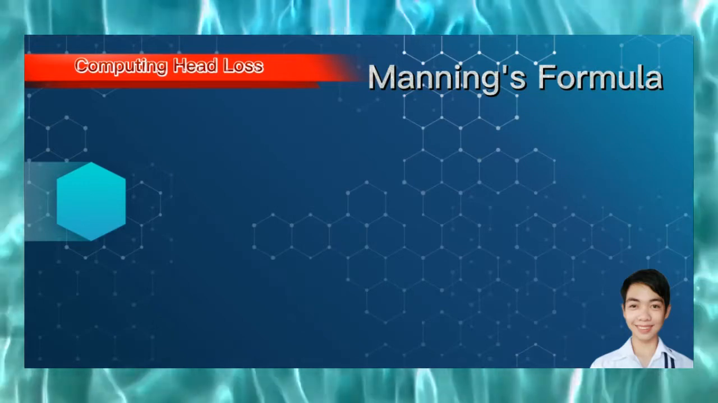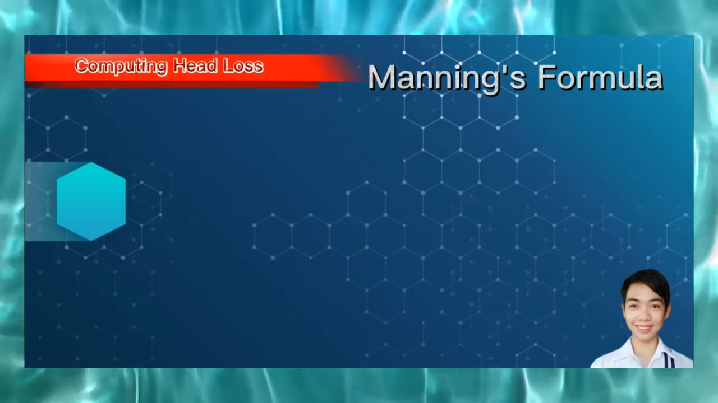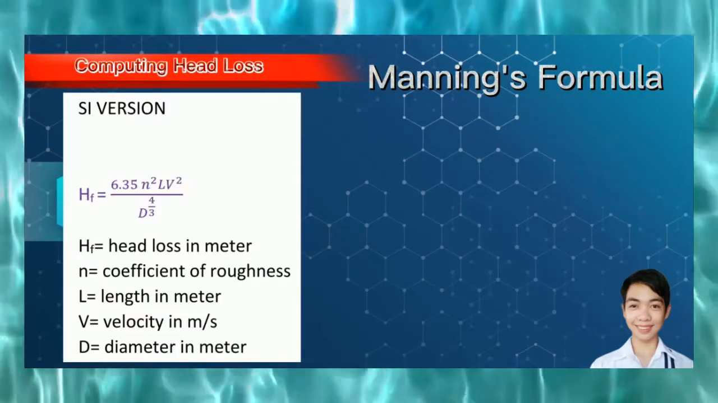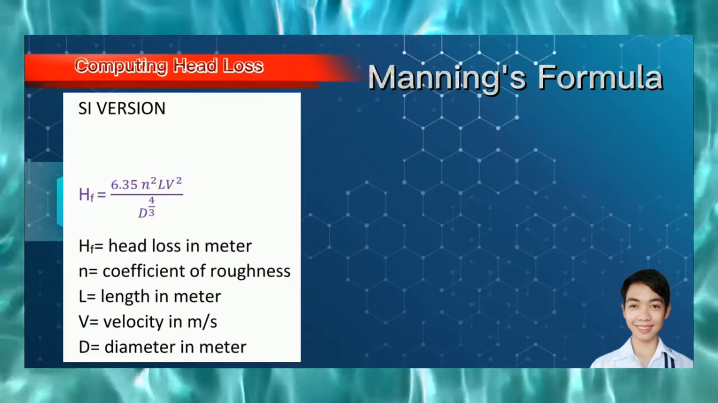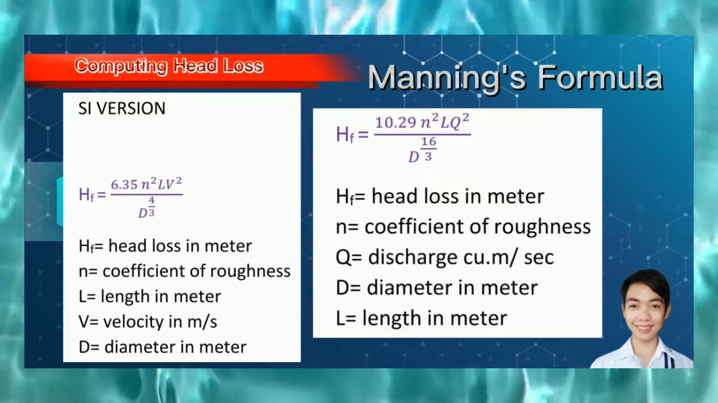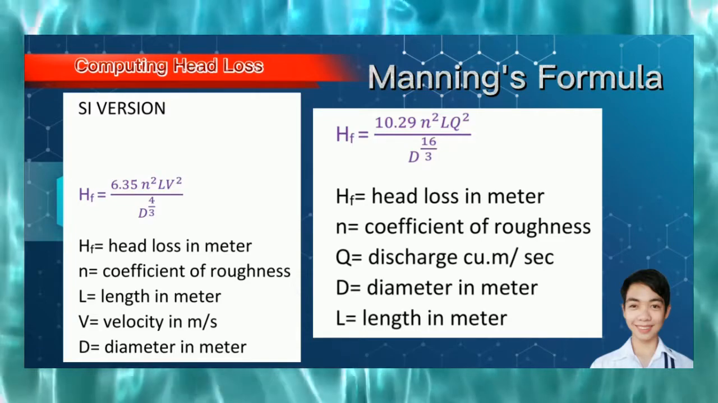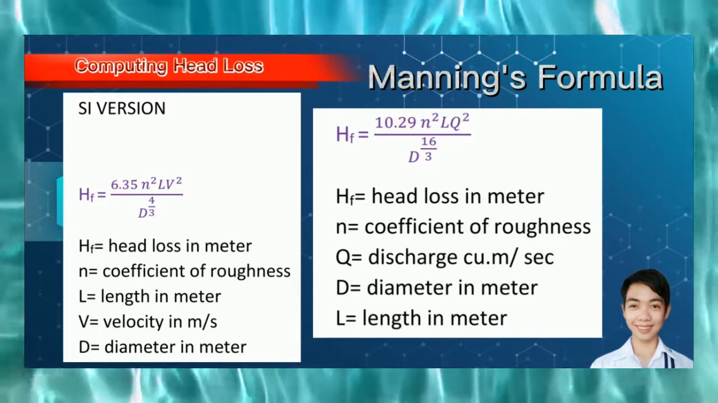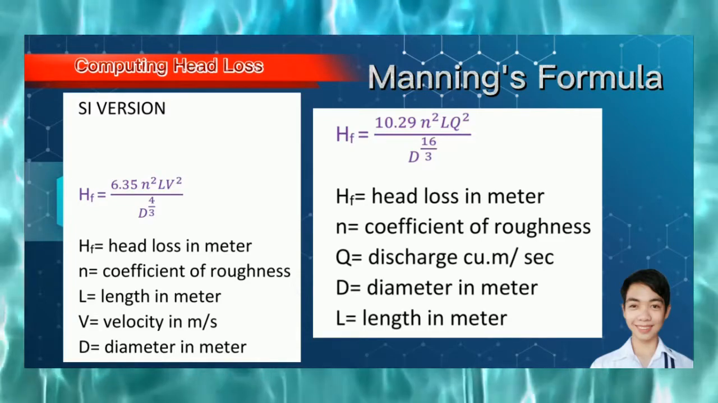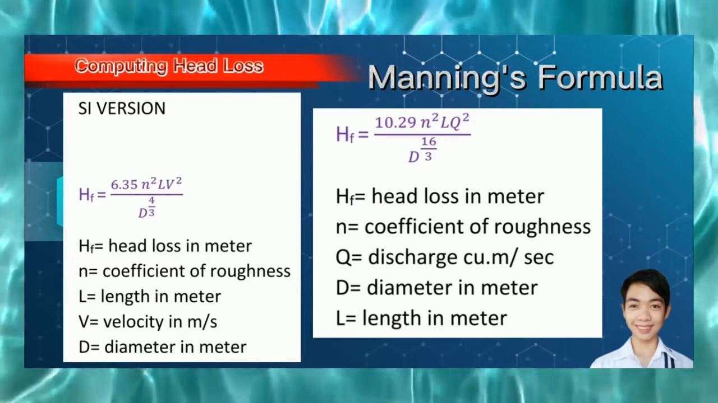So in the SI version of Manning's formula, again that involves velocity in unit meter per second, is this formula. So for the other formula that involves discharge in cubic meter per second is this.